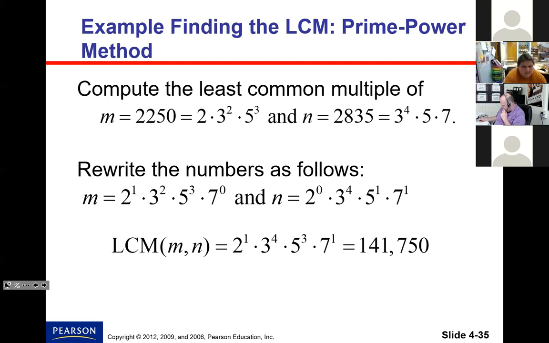Good. Greatest common divisor. So I picked the smallest. The smallest. So you have a 2 to the 1 and a 2 to the 1, so you're going to pick a 2 to the 1. You have a 7 to the 0 and a 7 to the 1, so you're going to pick the 7 to the 0. And you're going to pick 11 to the 0. So your GCD is going to be? 2. Why didn't I multiply them together?